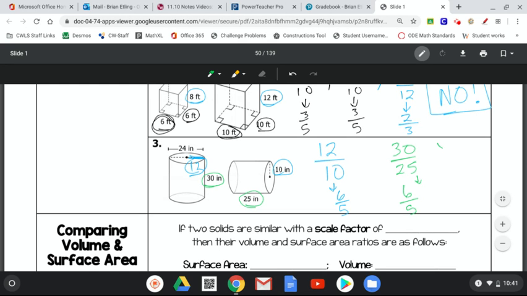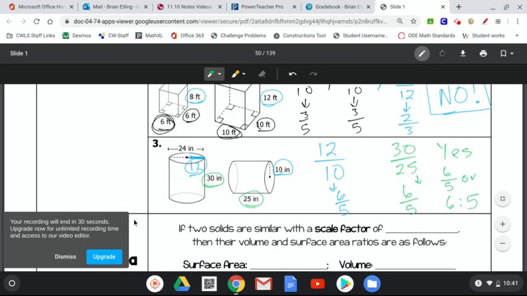So are they similar? Yes. And what is the scale factor? It can either be written as 6 over 5, or it can be written as 6, and you put those dots there, to 5. So 6 to 5. Either one is fine.